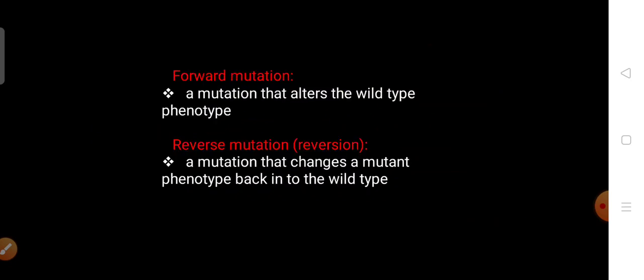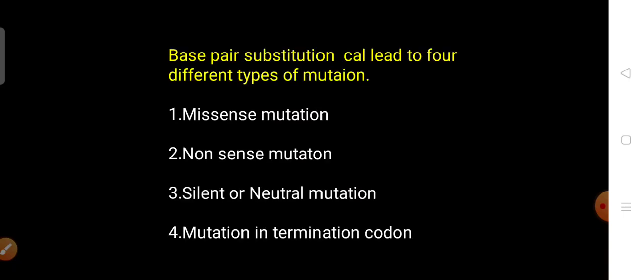A mutation that alters the wild type phenotype is called a forward mutation. Now, what is a reverse mutation? That also we are going to study. A mutation which will change a mutant phenotype back into the wild type is called reversion. So now let us study forward mutation, and the first one, base pair substitution.